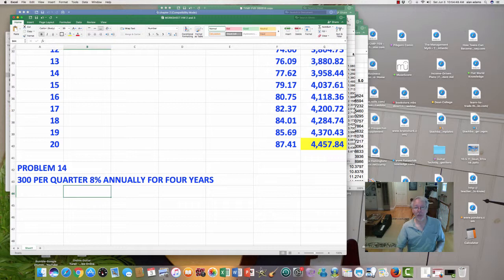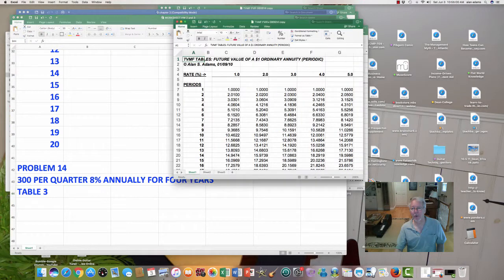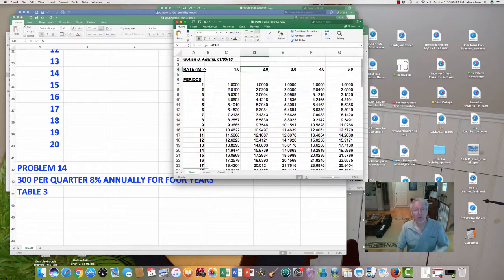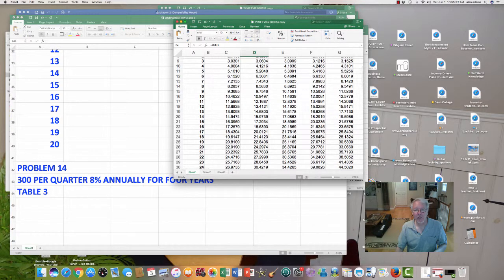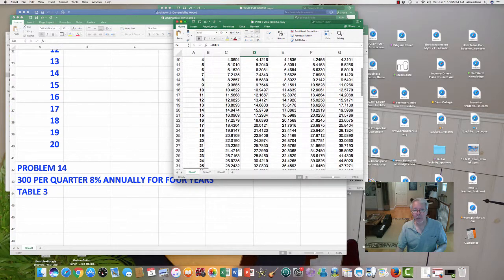Now since we are using periodics, we're going to use table 3. Let's go see what our factor is from table 3. It's 8% annually, and if she's doing this quarterly, that means we use 2%. And for 4 years, 4 times 4 is going to be 16 periods. So let's see what we get. 16 periods. It looks like we're going to be at 18.6393.